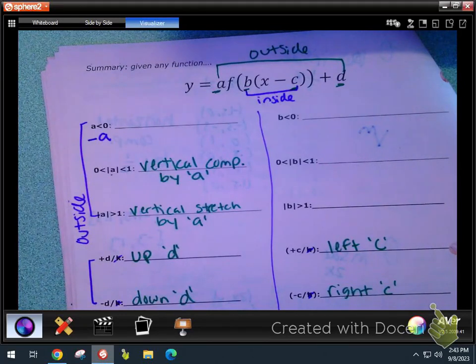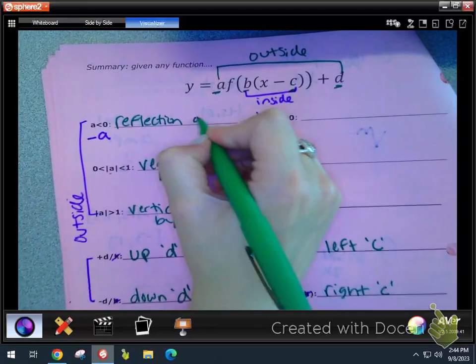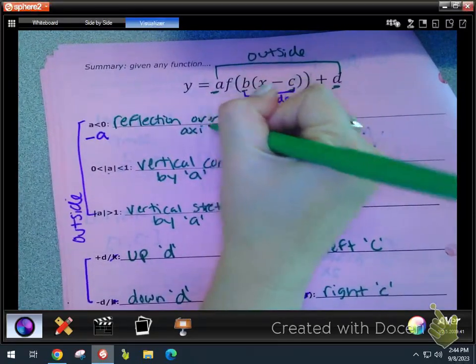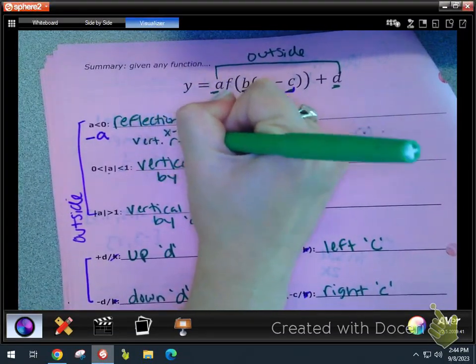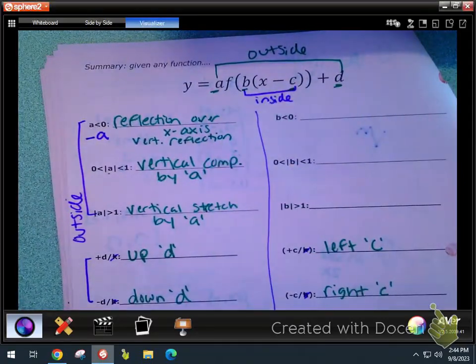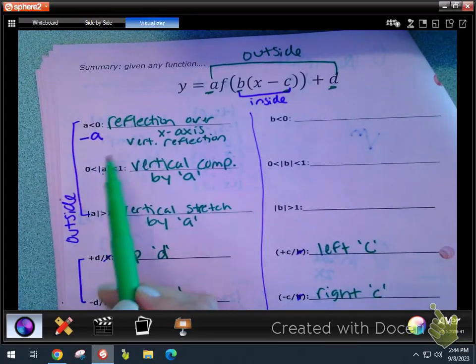If your A value is negative, that means you're multiplying your Y's. If you negate your Y's, what axis are you flipping over? Your X. This is a reflection over the x-axis. How's the other way you can write that? Vertical reflection. I want you to know both. If you're writing in, I don't care which one you put. But I want you to know both because we give you those in words, and I need you to know both the words.